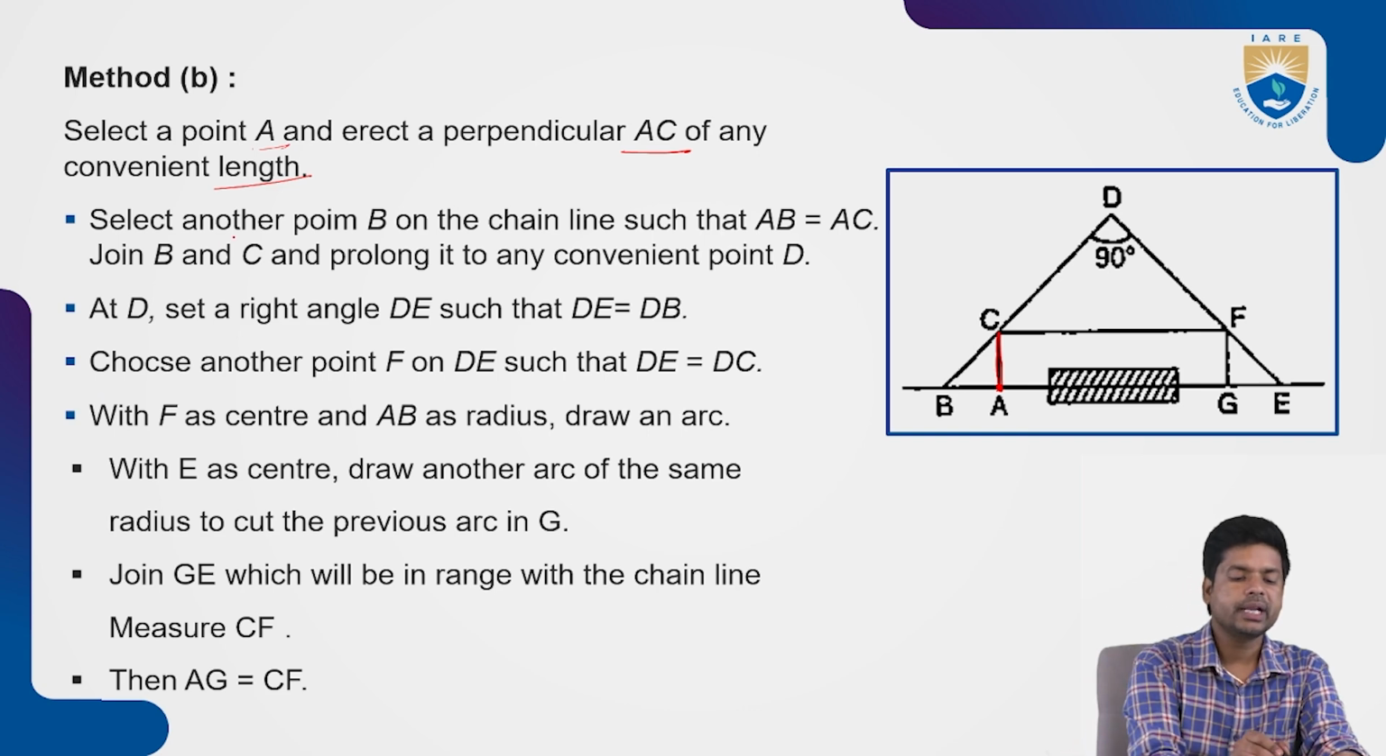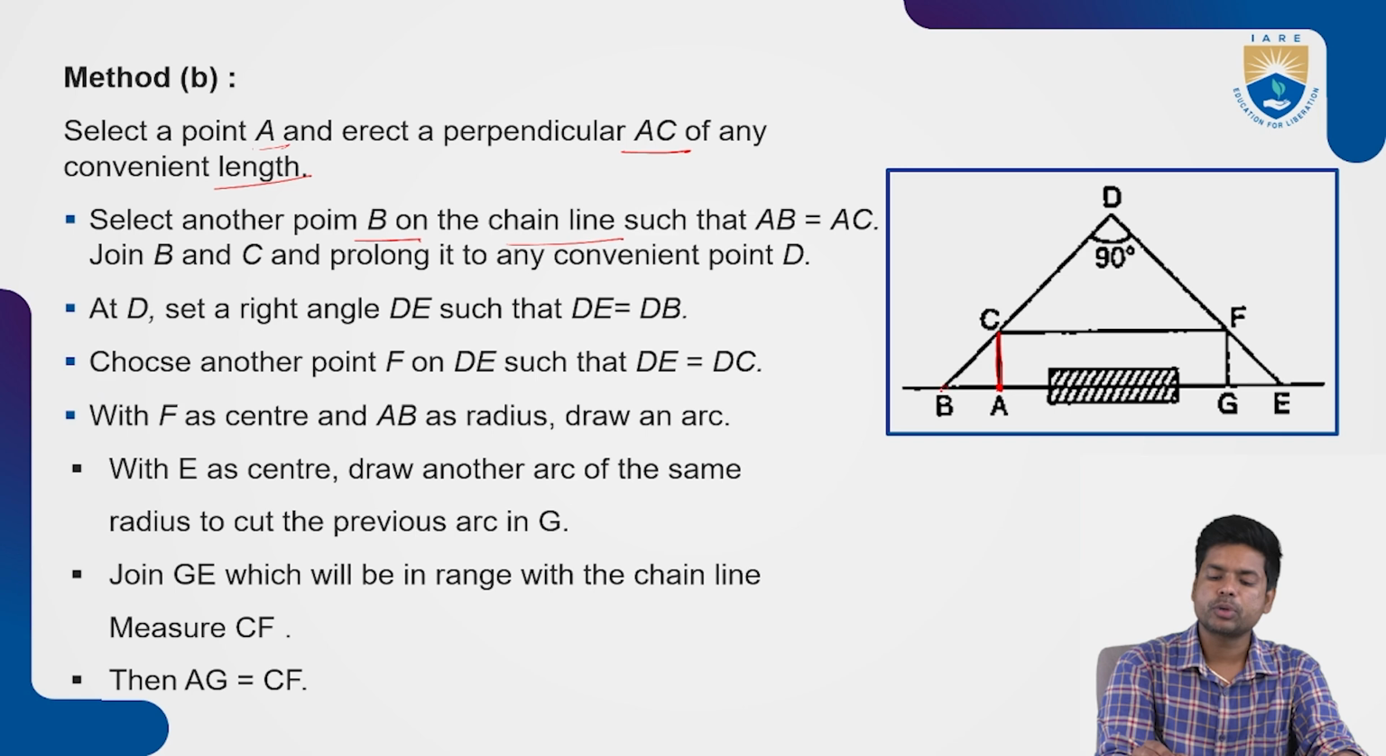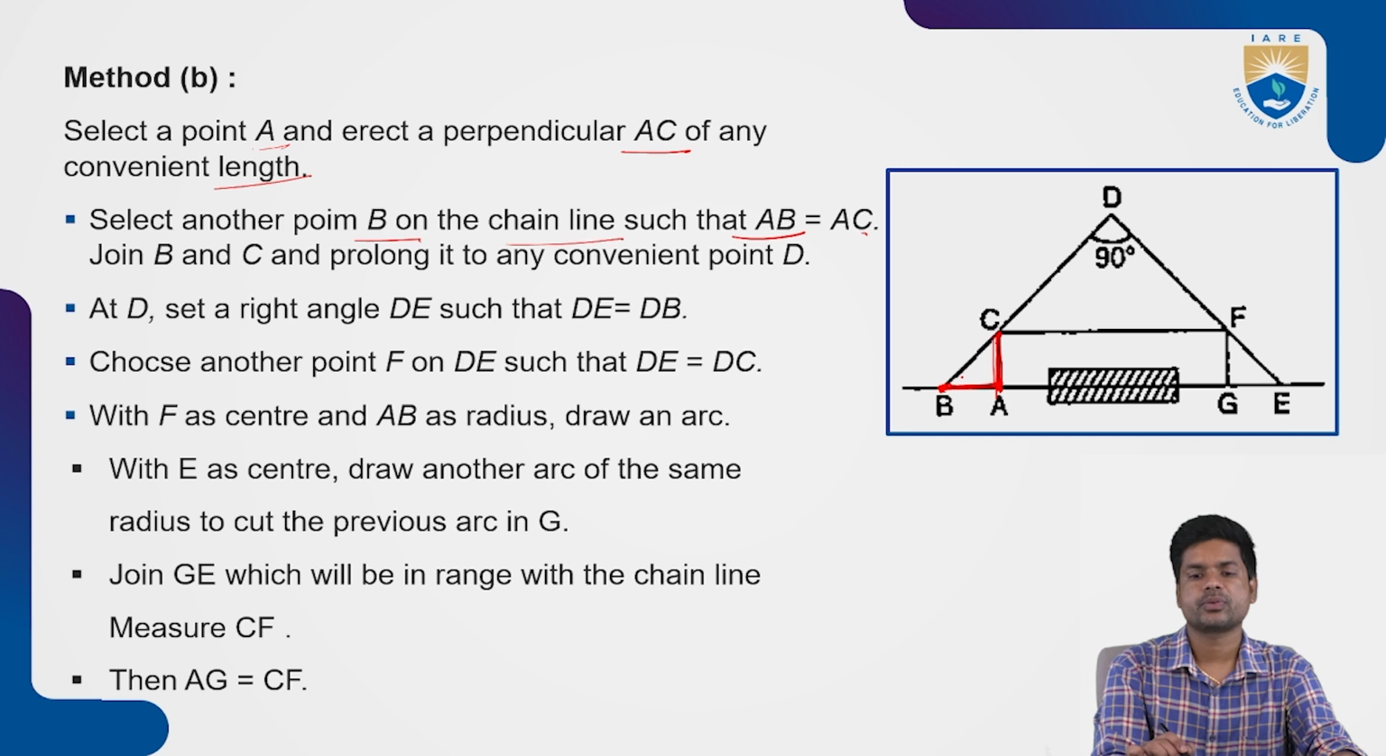Now select another point B on the chain line such that AB is equal to AC. After establishing the point C, measure the distance AC. With the same distance, establish one more point B on the chain line AB. These two lengths will be equal.